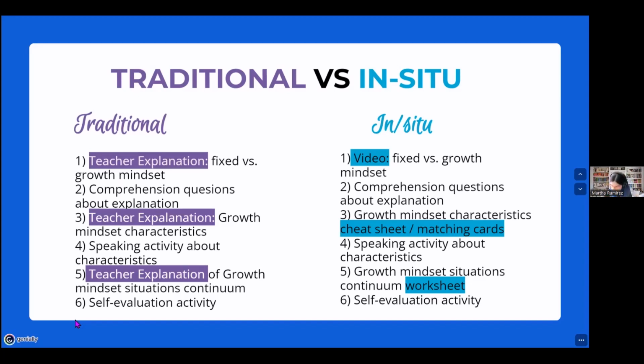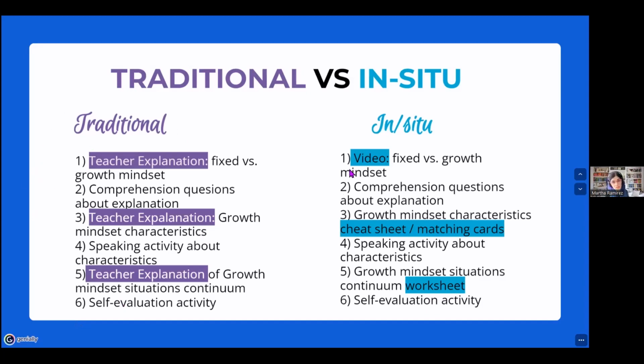And then there's another teacher explanation moment where I talk about the growth mindset continuum, because I want them to reflect on their mindsets and identify in which situations they have more of a fixed or more of a growth mindset. And then finally, I'll tell them, I want you to do a self-evaluation about this activity. So that's the traditional one.